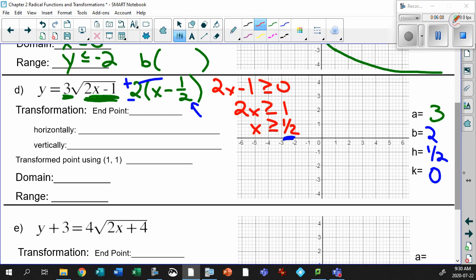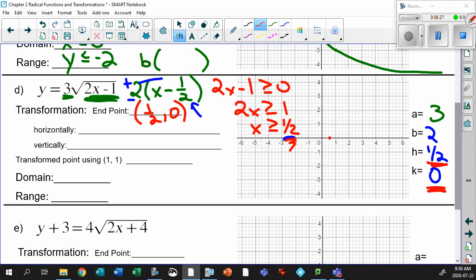Well, our new endpoint, again, is based on how much you move this way and, of course, how much you move that way, right? There's a restriction which tells us our endpoint. So our endpoint is actually at 1/2 comma 0. Putting 1/2, that would be right around there would be a good start.